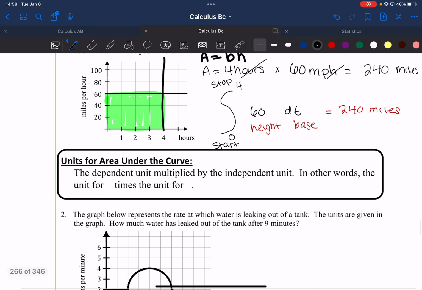Okay, let's see if you guys can answer this, because maybe it was too early in the morning for first period. It says the dependent unit multiply the independent unit. In other words, the unit for blank times the unit for blank. Y, X. Perfect. Y and X. Y is dependent, X is independent. So it means we would look at the units on the y-axis versus the units on the x-axis.